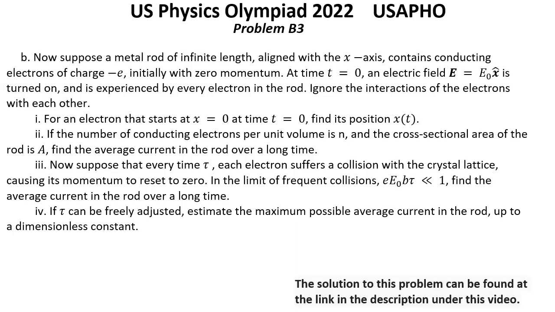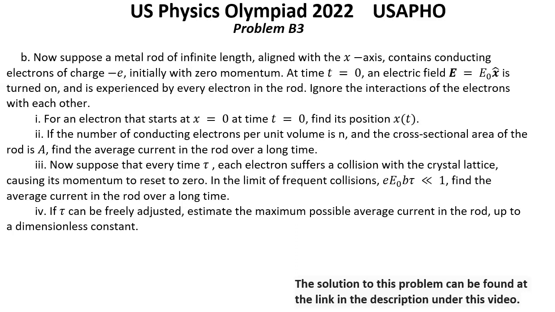First, for an electron that starts at x equals 0 at time equals 0, find its position x as a function of time. Second, if the number of conducting electrons per unit volume is n and the cross-sectional area of the rod is A, find the average current in the rod over a long time.